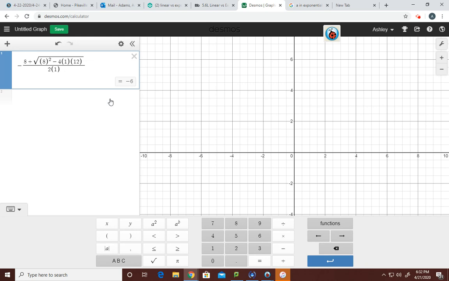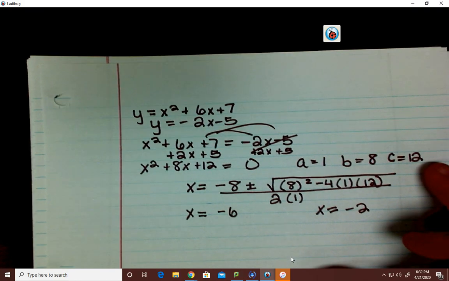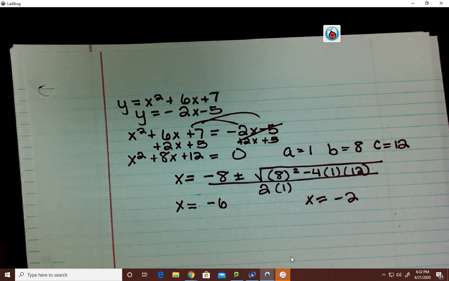And I get negative 6. And then I go back and do the minus. And I get negative 2. You can get decimals on these also, although I don't think on anything that we're doing today you will get a decimal.